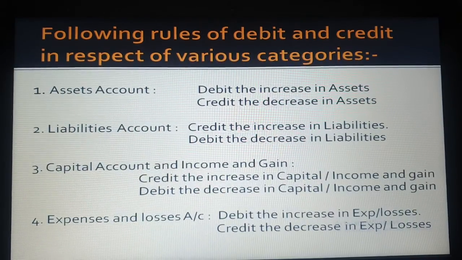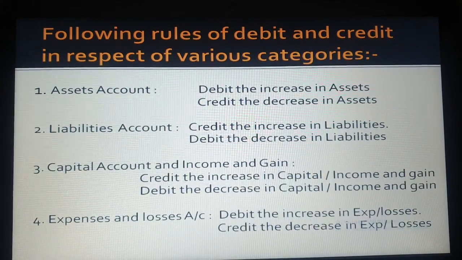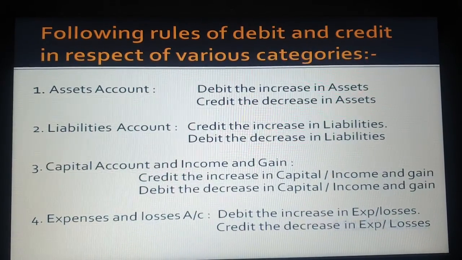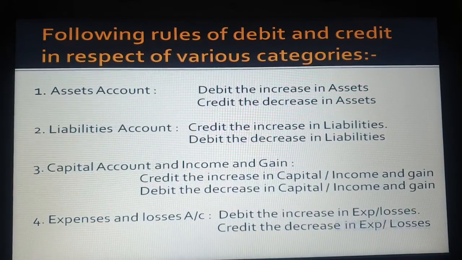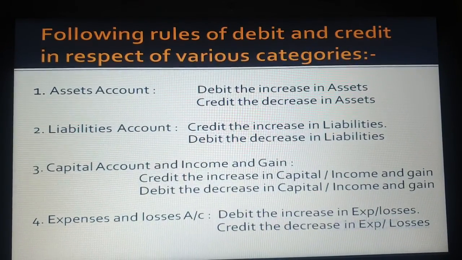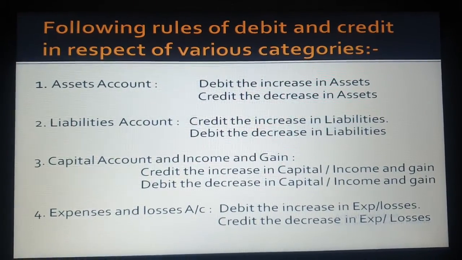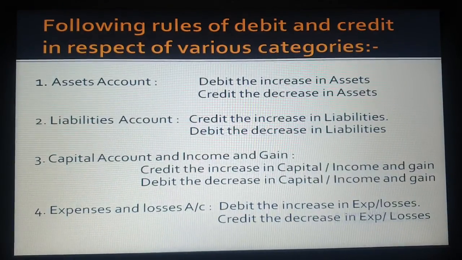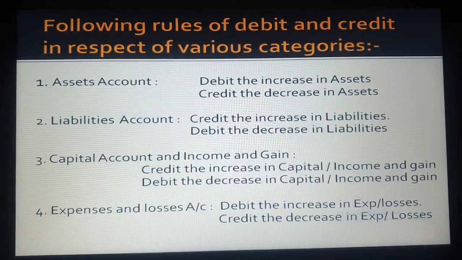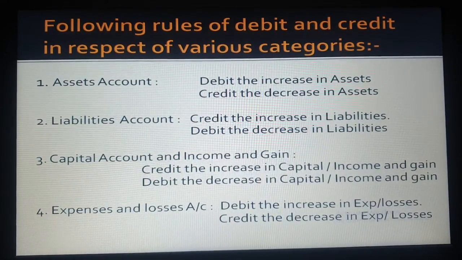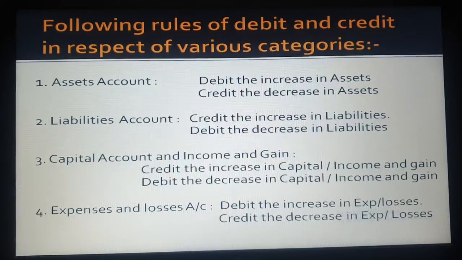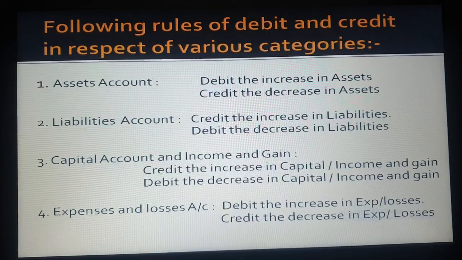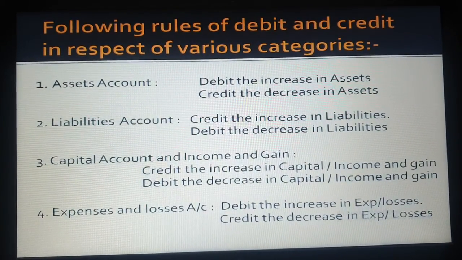So there are 5 categories in the rules of debit and credit, that is asset, liability, capital, income and gain, and expenses and losses. And these are the 5 rules related to them. What is an asset? What are the various types of assets? Liabilities, types of liabilities, what is capital account, what is income, what is gain, what are the various expenses of the business, and the types of losses, that we already discussed in the previous video, the video of chapter number 2, that is basic accounting terminology.